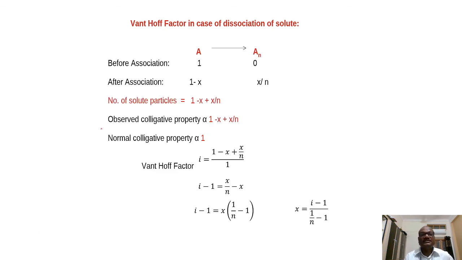Next, you see the relationship between the Van't Hoff factor and the degree of association. In case of association, we have to say, not dissociation, it is association. We have to see the Van't Hoff factor in case of association of solute. Let A be associating like that, A_n. n is the number of molecules associated.